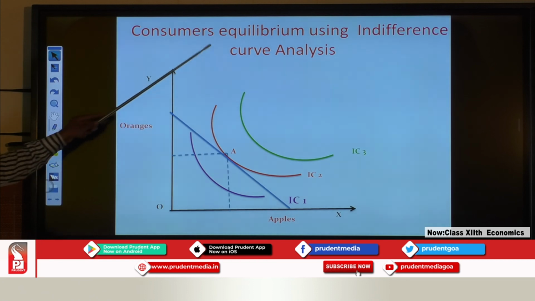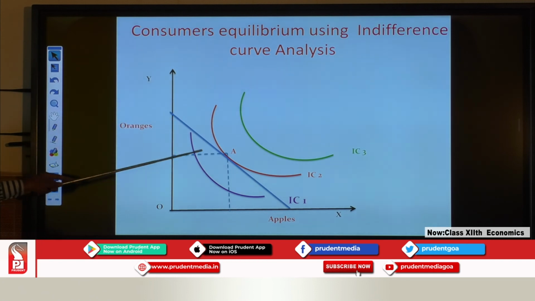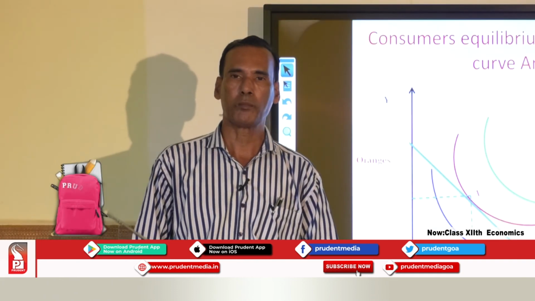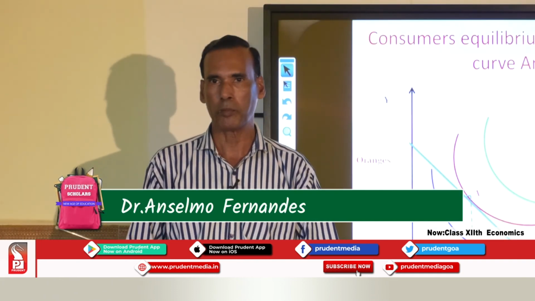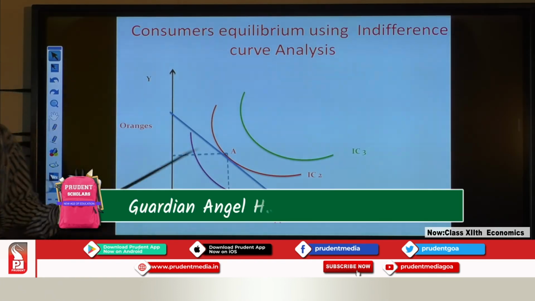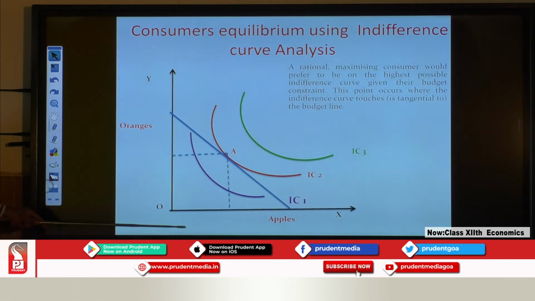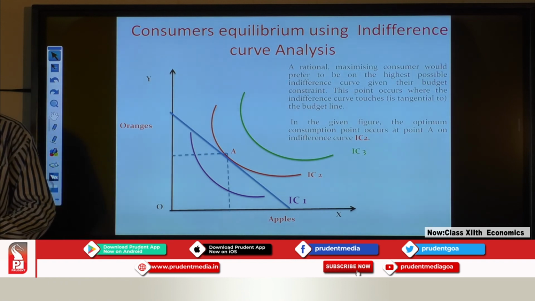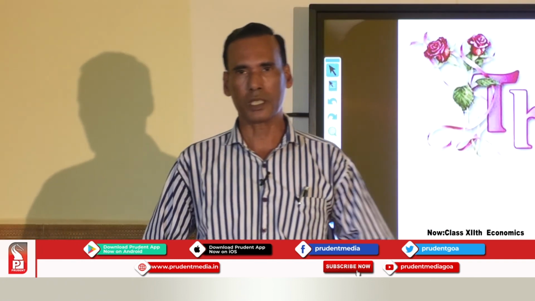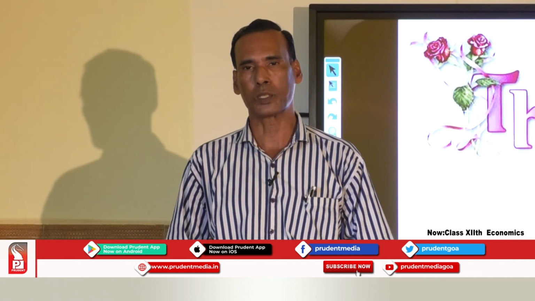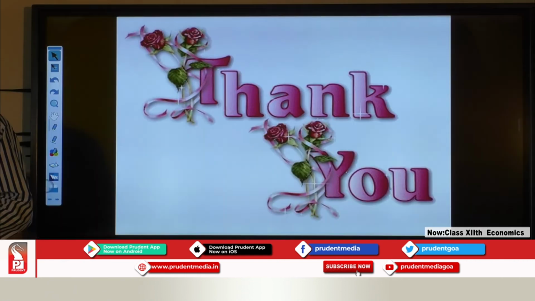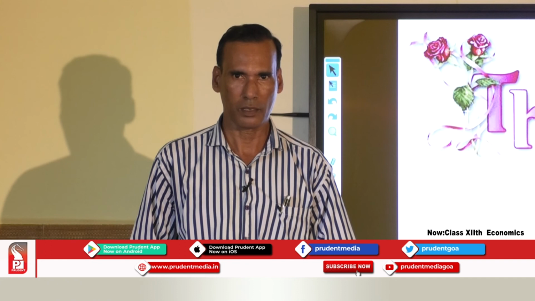So, where the budget line is tangent to or touches the indifference curve, that is the point where the consumer gets the maximum satisfaction, or what we call the optimal choice of a consumer. In the diagram, the point A is the optimal choice of the consumer. So students, we have seen how a consumer behaves in a rational way. Thank you. God bless you.